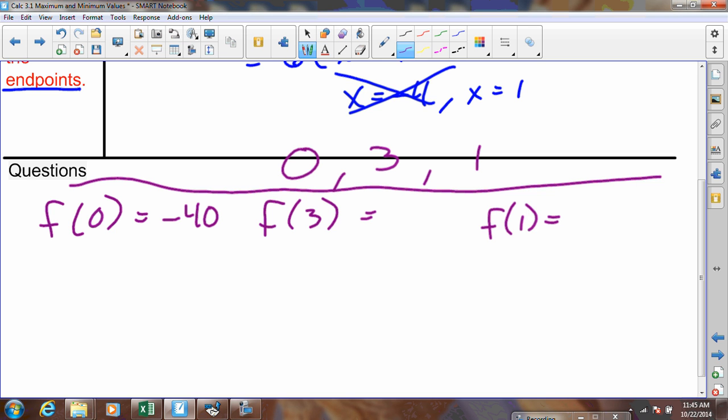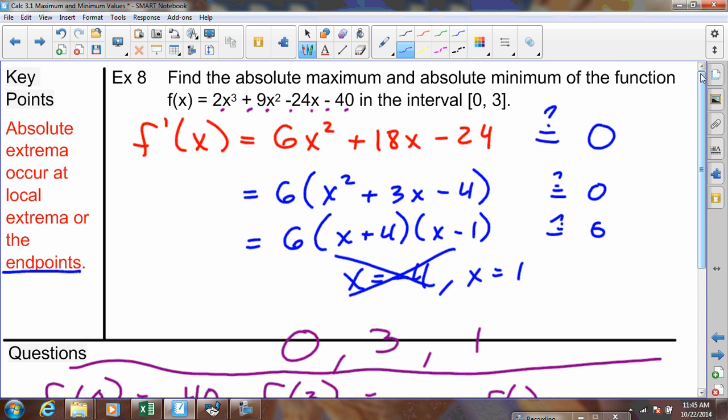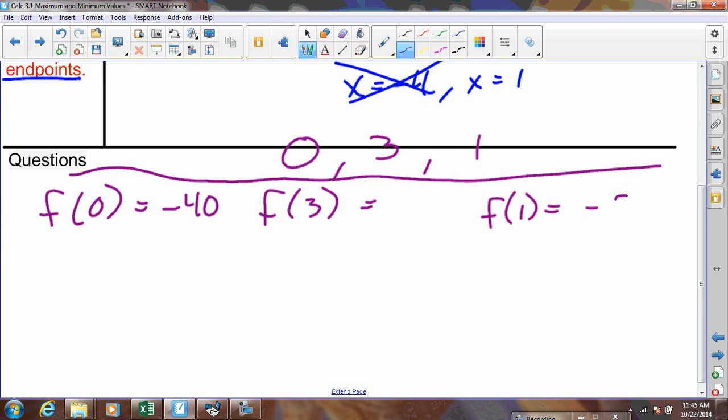1 is also pretty easy because, of course, 1 cubed, 1 squared, and all those will be just 1s. So we will take 2 plus 9, that's 11, minus 24, negative 13, minus 40, that's negative 53. And if you choose to use the calculators for that, fine, I really don't care. It's perfectly acceptable to do it that way. And in fact, to do the last one, that's what I would like to be able to do. Let's just use the given feature of our calculator.